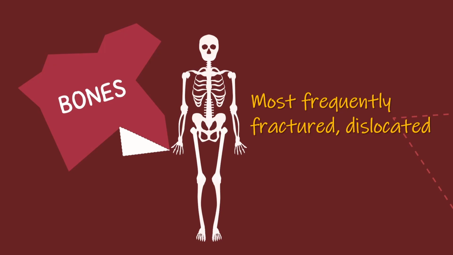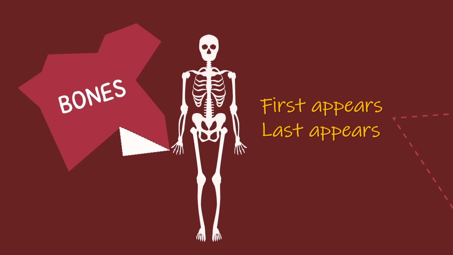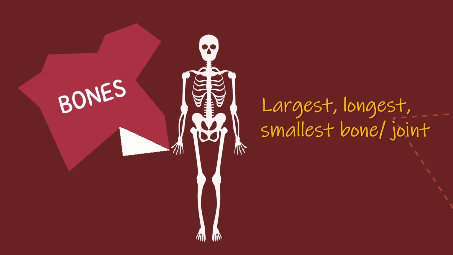Coming to the bones, most frequently fractured bone, which is the most frequently dislocated bone, which bone appears first, which bone appears last, what is the most common site of fracture in a particular bone, which is the most common site of fracture in clavicle, which is the largest joint, which is the smallest joint. These types of questions will be asked frequently. For example, most common fracture seen during birth, that is clavicle. The long bone which does not possess medullary cavity, again that is clavicle.